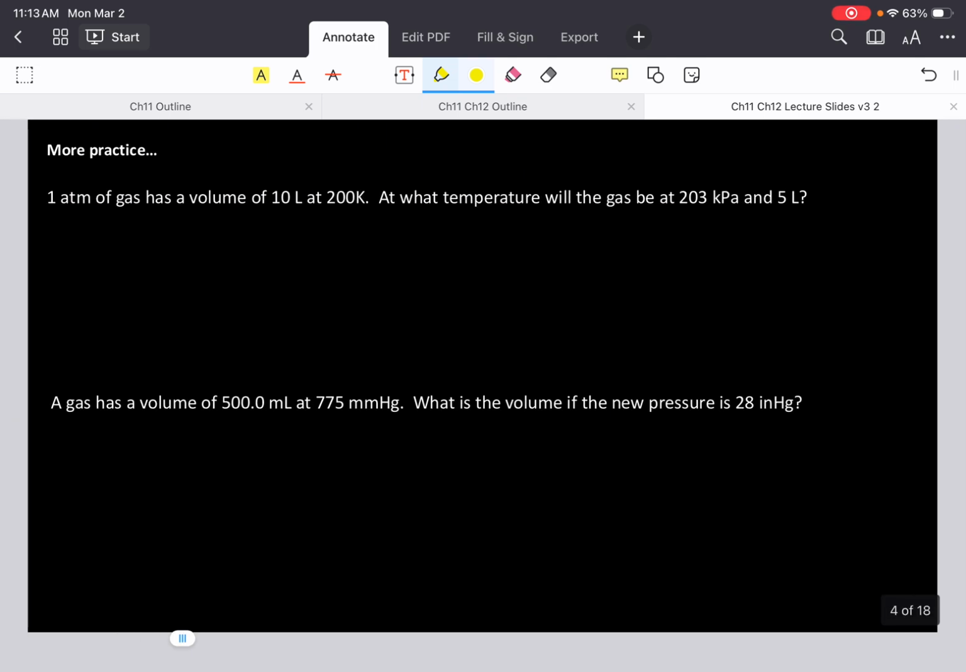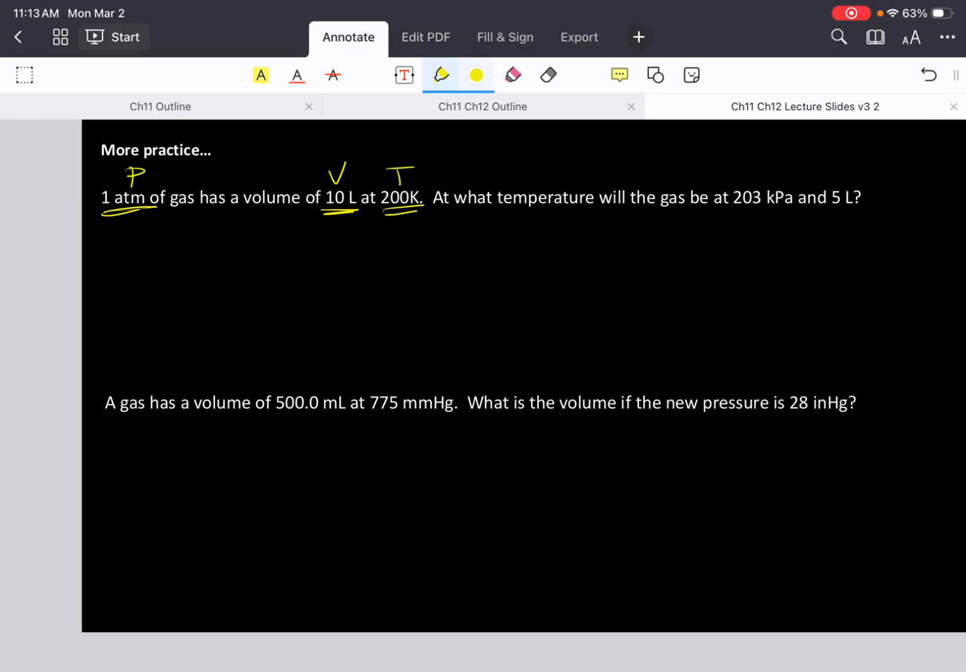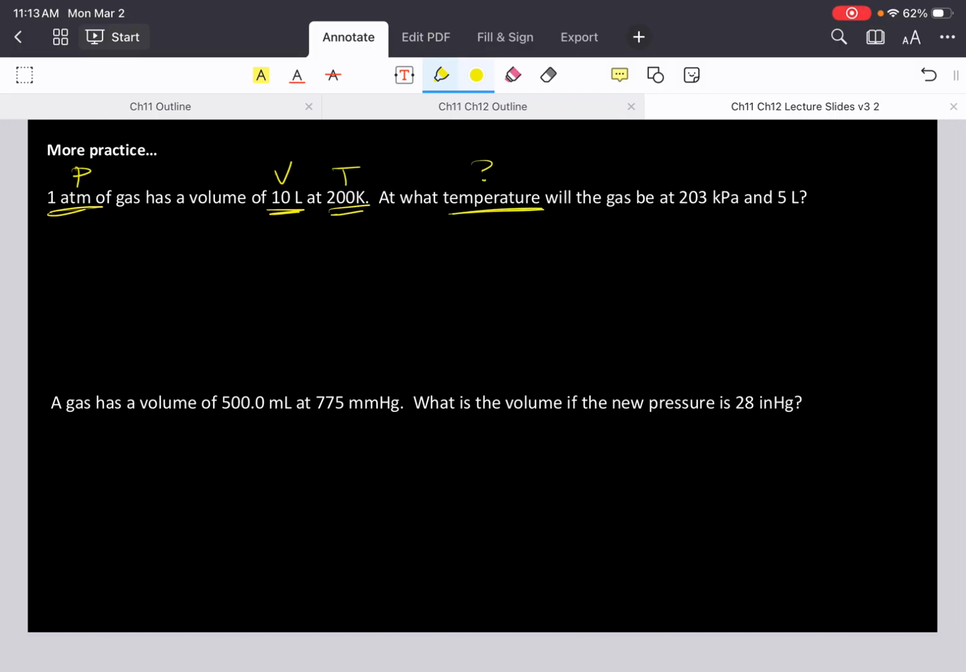Okay, next up. 1 atmosphere of gas pressure has a volume of 10 liters at 200 Kelvin. At what temperature, here's our question, will the gas be at 203 kPa, which is pressure, and 5 liters, which is our volume, right? So as we look at this problem, what makes this problem different than some of the previous problems?